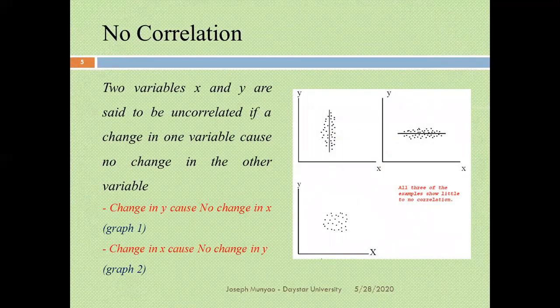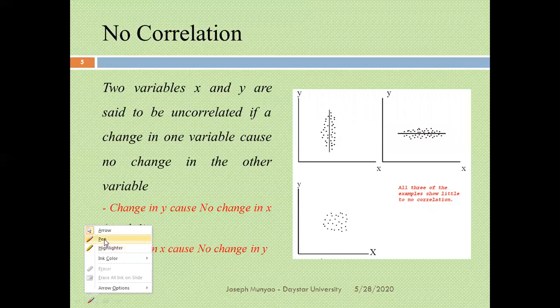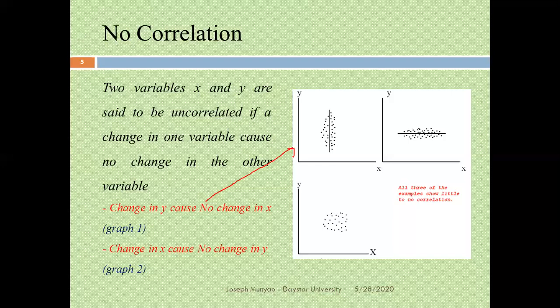Now, x and y can also fail to have a correlation. So how do you demonstrate that x and y have no correlation? If x and y are not correlated, when one variable changes, it causes no change in the other variable, no effect on the other variable. In this slide, the diagram tries to explain that a change in y is causing no change in x, meaning that they are not correlated.